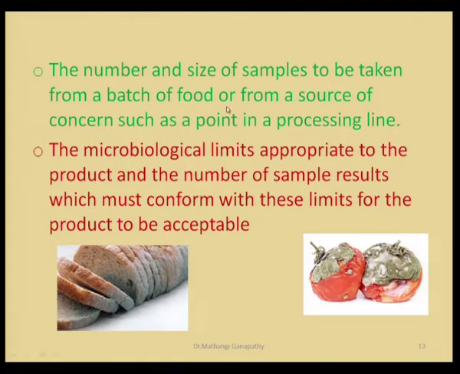The number and size of the samples to be taken from a batch of food or from a source of concern, such as a point in a processing line, should also be specified. What was your whole turnover? Out of that, how many batches or how many samples did you check for the particular spoilage organism, and what was your observation? All those should be clearly stated.